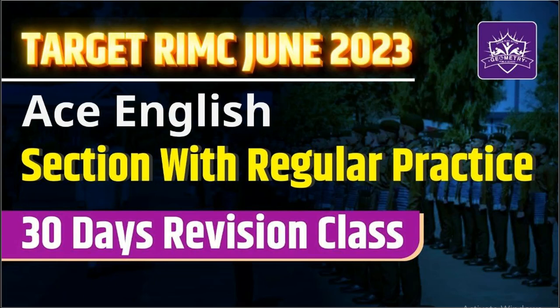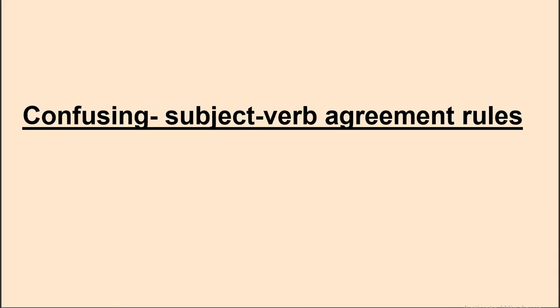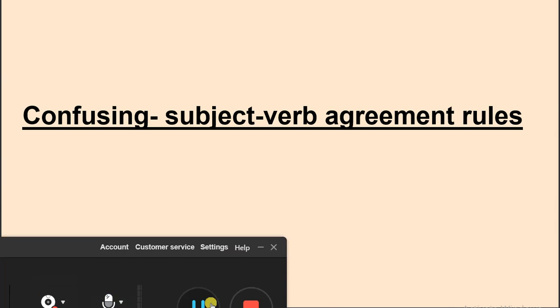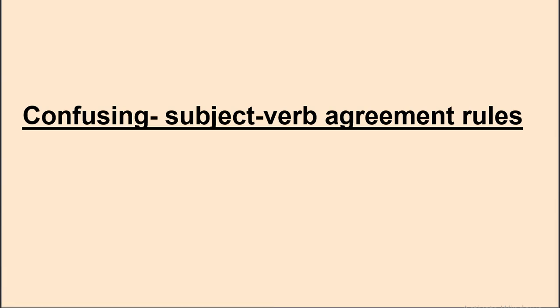Okay. So what we'll be doing in today's class is confusing subject verb agreement rules. Though the topic is very simple, many of the students make so many mistakes while attempting the questions. So our purpose is to make all the confusing subject verb agreement rules very clear.